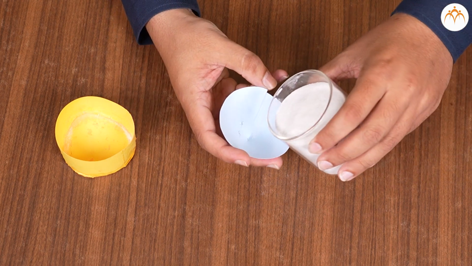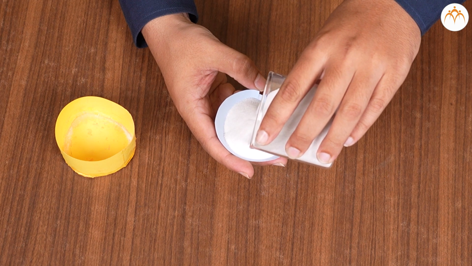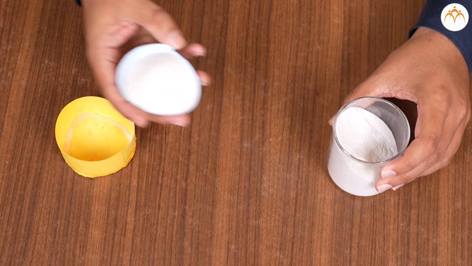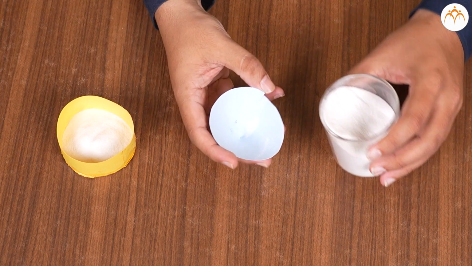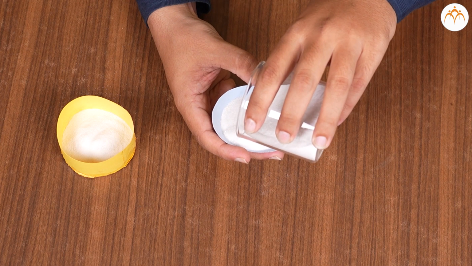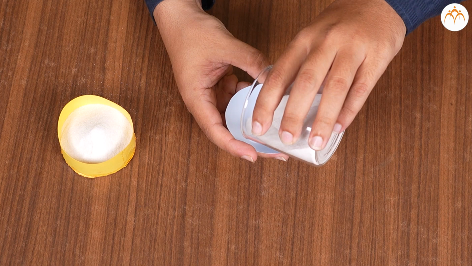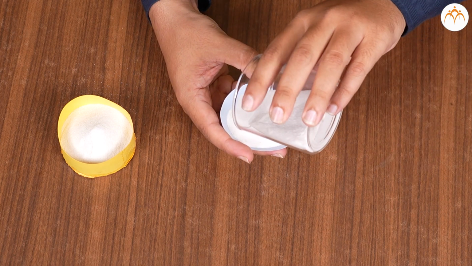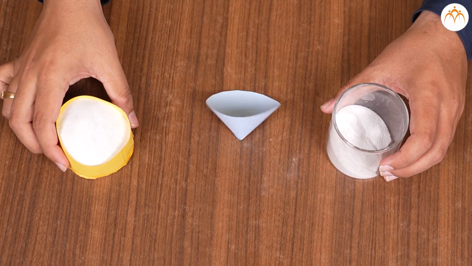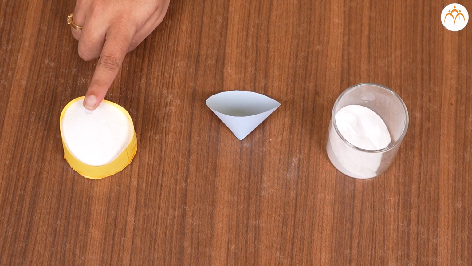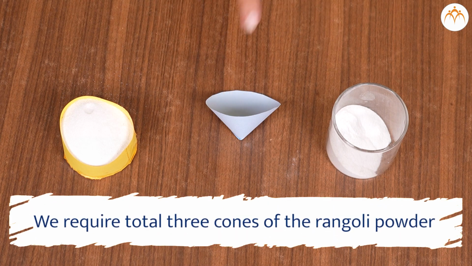Let's begin. I'll pour this rangoli in this cone and then into the cylinder. Here goes the first cone. Second cone. Third cone. To fill the cylinder completely, we require total 3 cones of the rangoli powder.